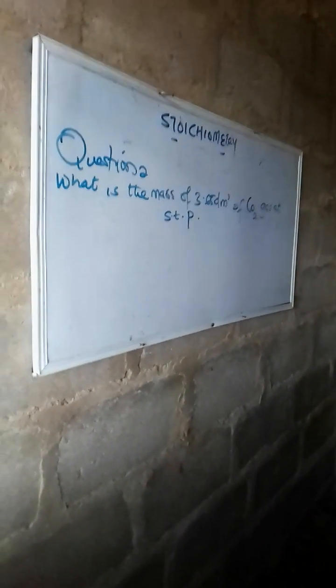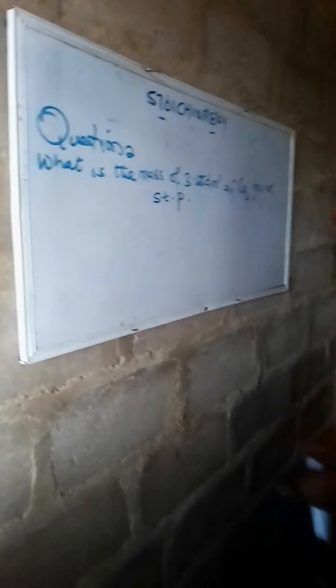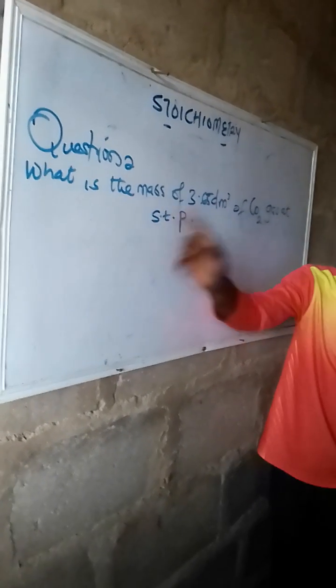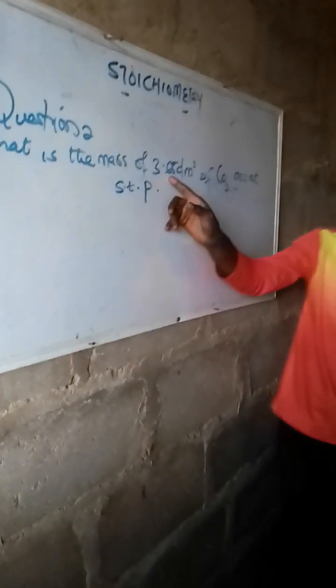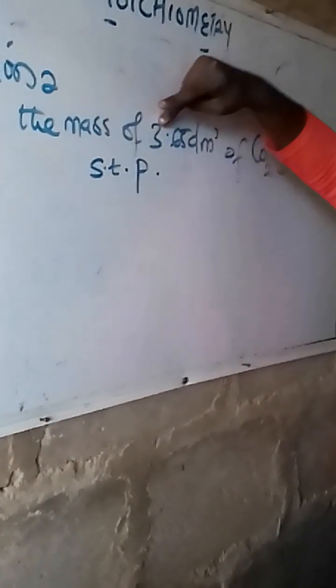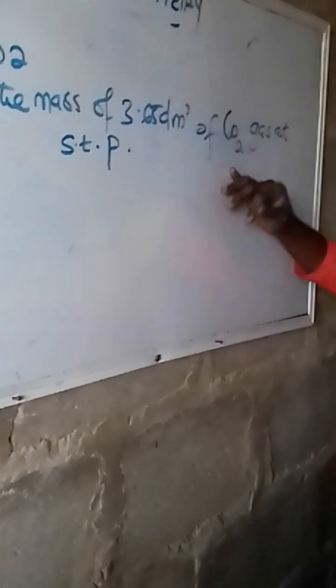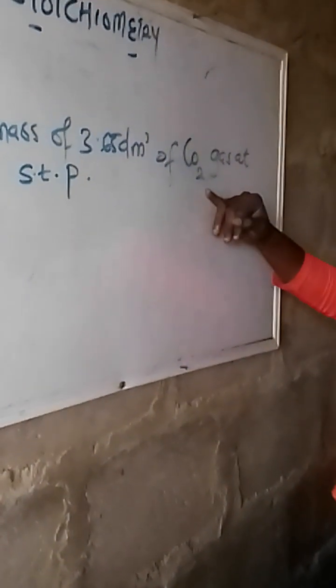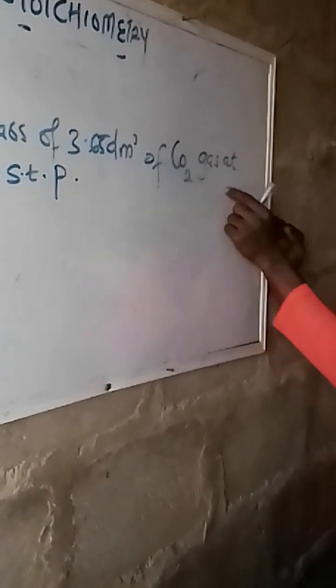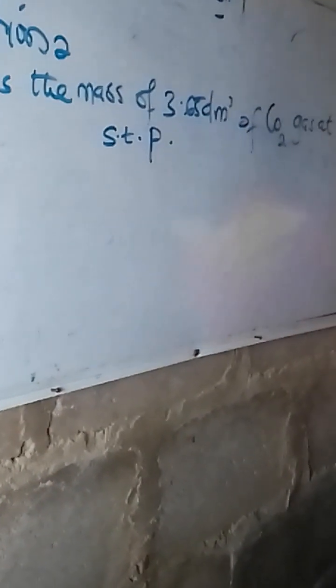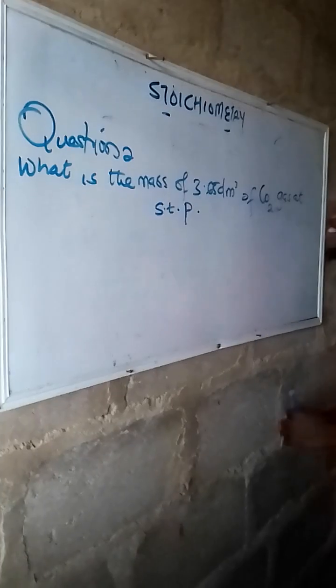Are we together? Now this is another beautiful question. What is the mass of 3.65 dm³ of CO2 at standard temperature and pressure? Are we together? Now, this question is somehow crazy, isn't it?